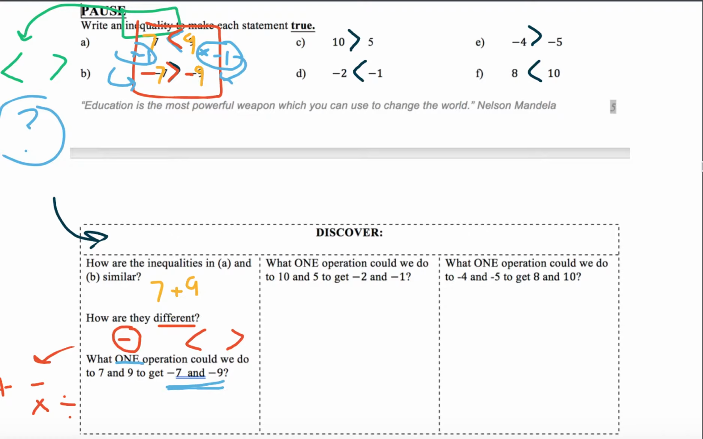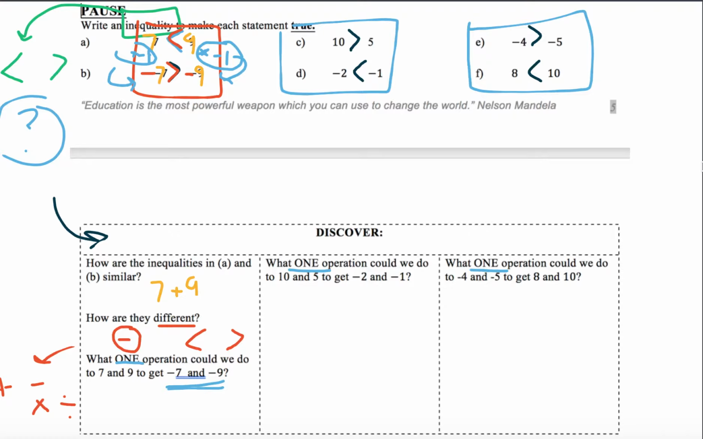Let's do a similar activity for the examples in C, D, E, and F. Think about it. What one operation could we do to 10 and 5 to get negative 2 and negative 1? And what one operation could we do to negative 4 and negative 5 to get 8 and 10?